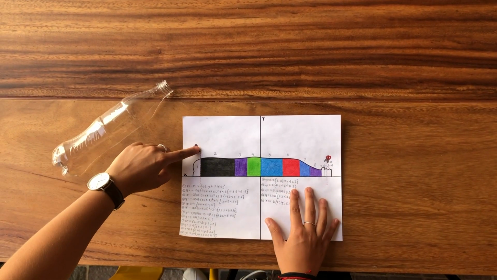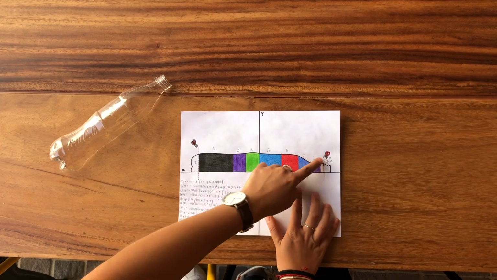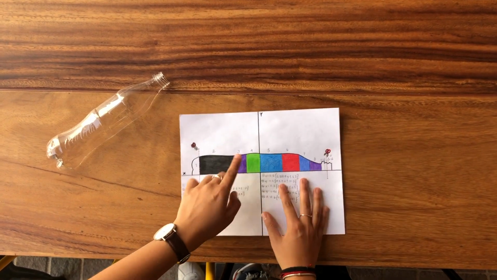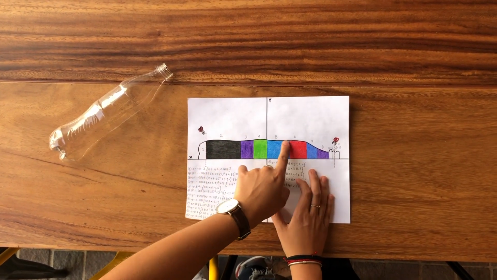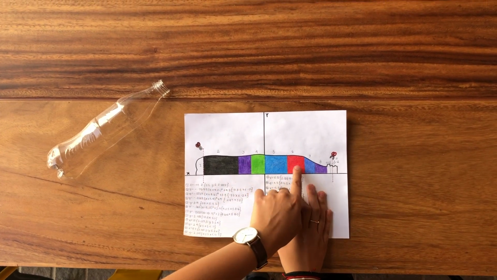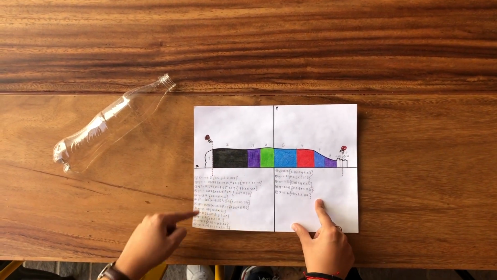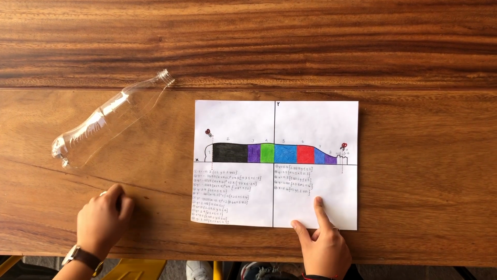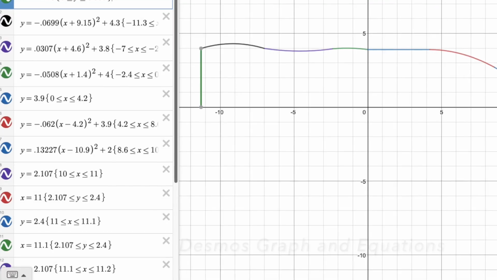Now with the drawing, we enter the equations that we thought were necessary to get the graphic representation, and with the colors that appear on Desmos, we split the graph and arranged each color division with its corresponding equation.